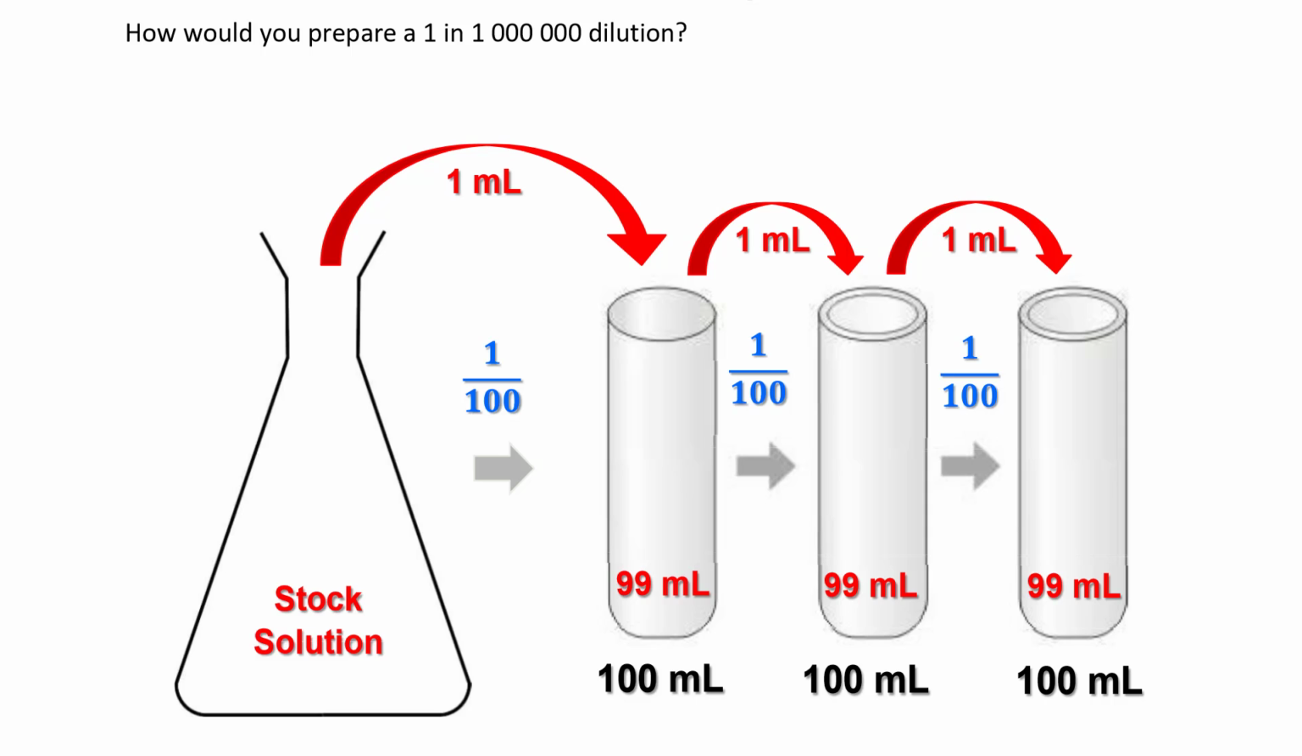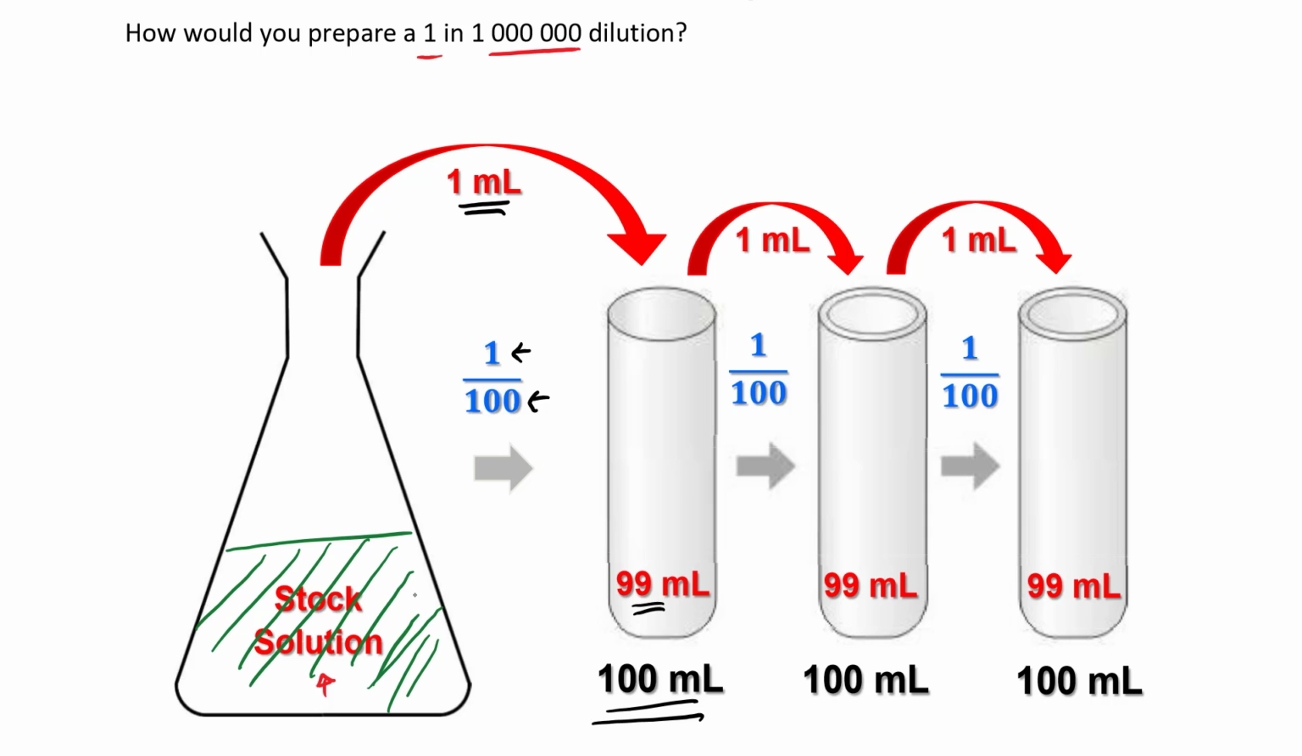Let's examine how you would prepare a 1 in 1 million dilution. So we start with our stock solution. This is going to be our initial stock, and we want to dilute that 1 in 100. What I can do is I can take 1 ml of my stock solution, place that into 99 ml of solvent. This will give me a total of 100 ml. As a result, I will have 1 part stock and 100 parts total solution. So here, this would be very concentrated.